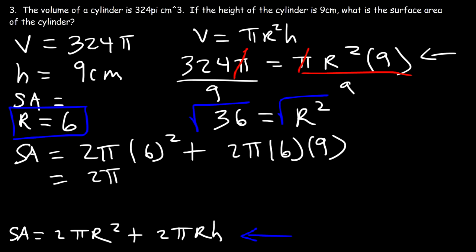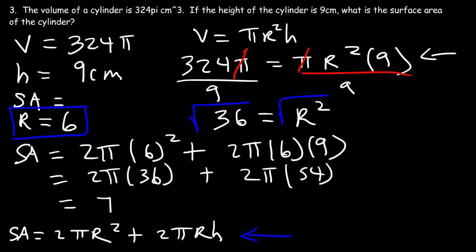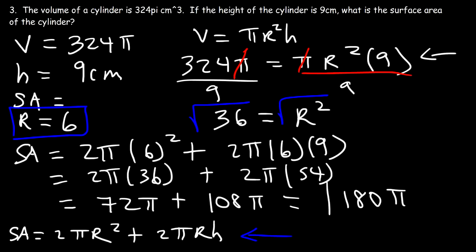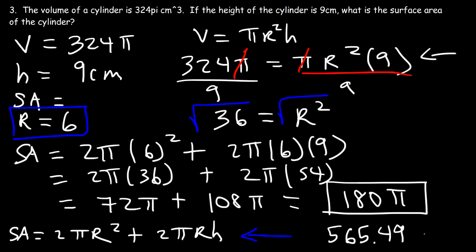6 squared is 36. And 6 times 9 is 54. 2 times 36 is 72. 2 times 54 is 108. 72 plus 108 is 180. So the answer is 180 pi. Now if you want to get the decimal equivalent of that answer, that's going to be 565.49. And because we're dealing with area, surface area, the units will be square centimeters.